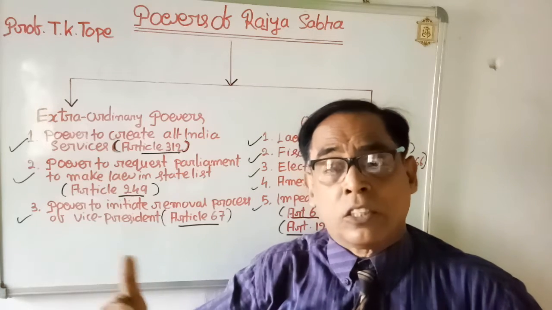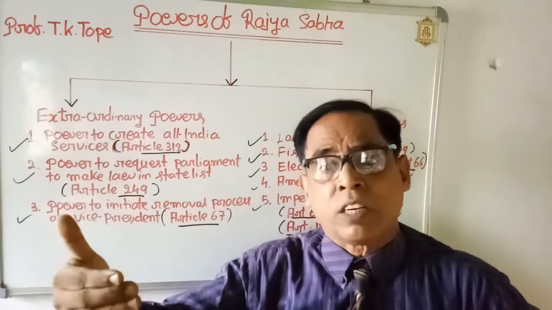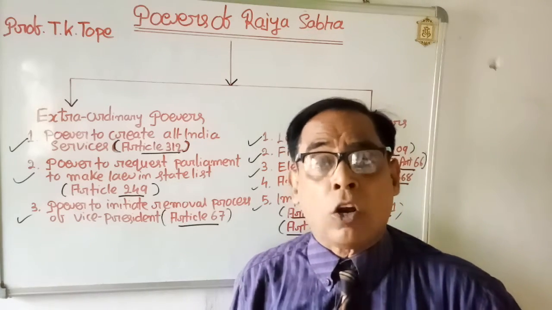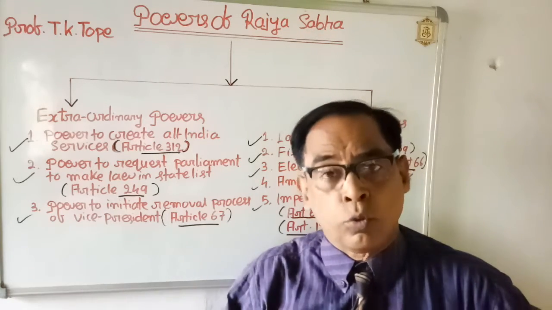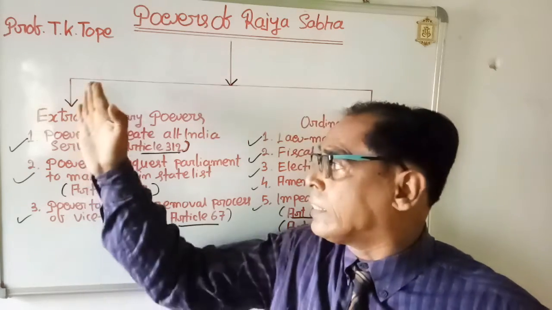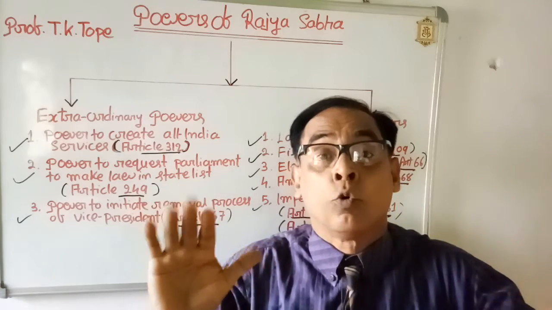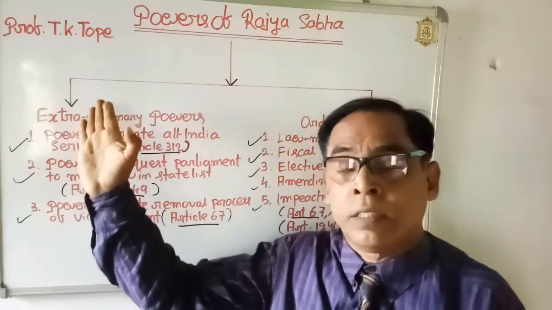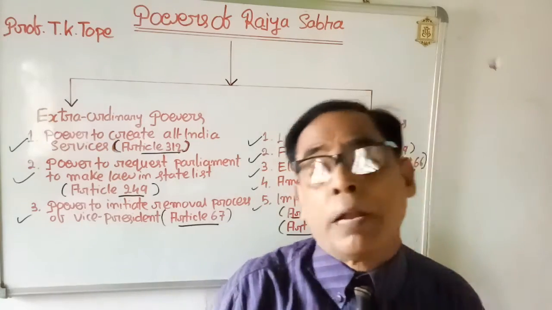So, these are the special powers of the Rajya Sabha. First of all, Rajya Sabha has the power to request Parliament to create one or more all India services under Article 312. It has the power to request Parliament to make law in the state list under Article 249. And it has the power to initiate the process to remove the Vice President. So these are the three special powers of Rajya Sabha which Lok Sabha does not have. Due to this, it is said that these are the three major special powers of Rajya Sabha.